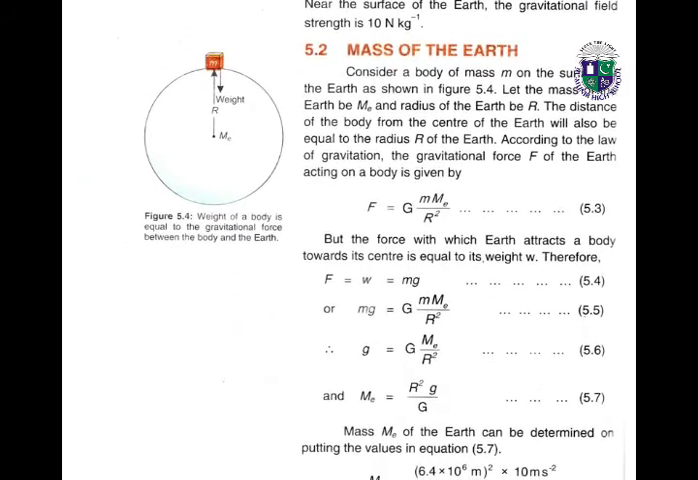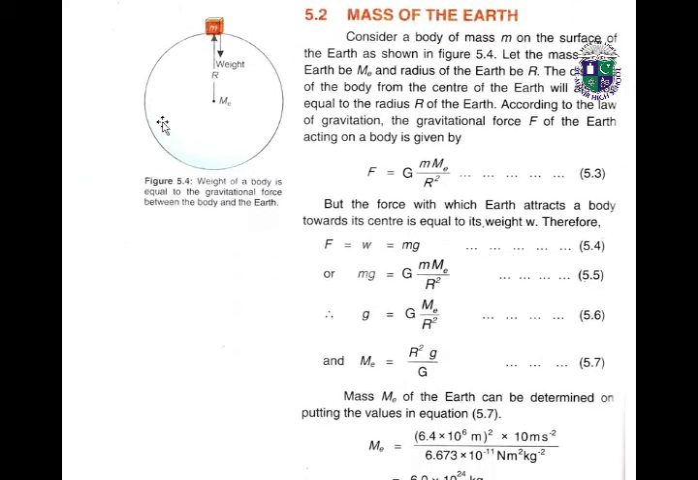Next, what is the mass of the earth and how can we calculate it? Look at this figure 5.4. The weight of a body is equal to the gravitational force between the body and the earth. So consider a body of mass m. Here, students, we have the body of mass m on the surface of the earth. Let the mass of the earth be M e, and in between them we have the radius of the earth. The distance of the body from the center of the earth will be equal to the radius of the earth.